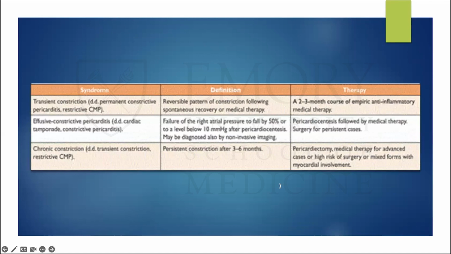And this is just a brief table in the ESC that depicts the different phenotypic presentations of constriction, where you can have transient, you can even have a phenotype where you have effusive constriction, which I didn't touch on because I thought it'd get a little bit too complicated in terms of hemodynamics. But chronic constriction, they define as constriction persistent after 3 to 6 months, which I think our patient would probably fit. And the therapies are listed there as well. So pericardiectomy is typically reserved for those patients.